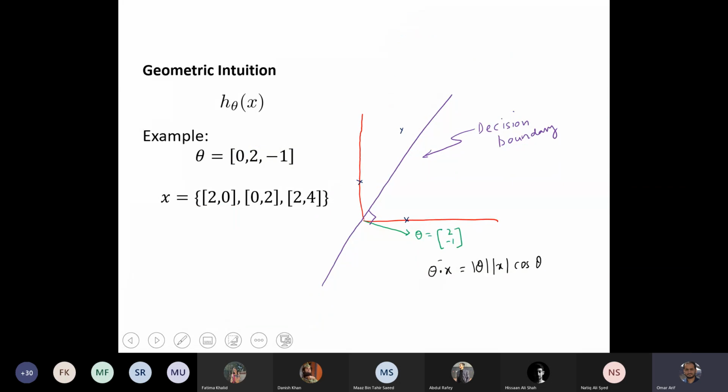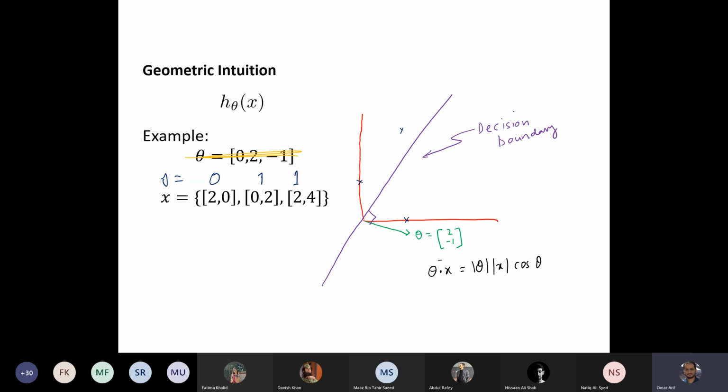So for example, now the question is, for example, this is my ground truth. This is 1, this is 1, this is 0. Okay. So I have two options now for my theta.